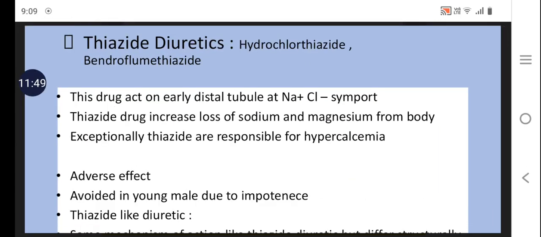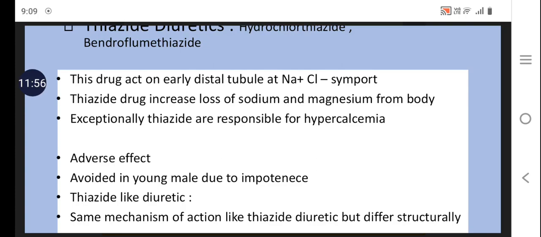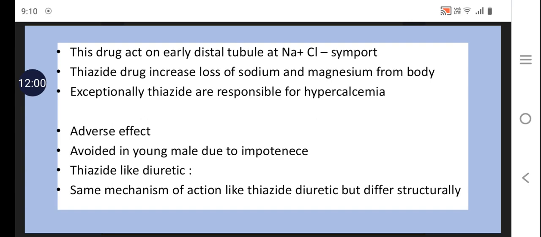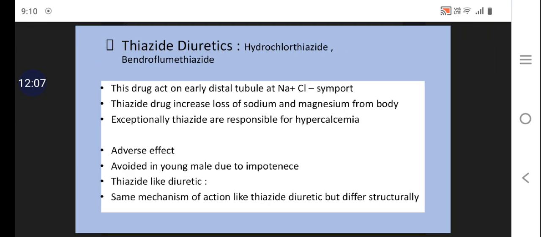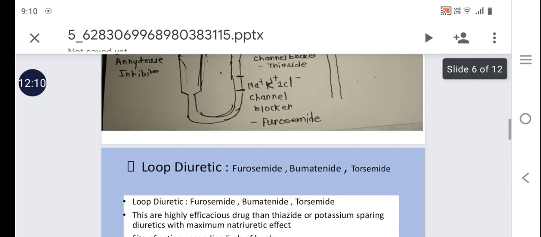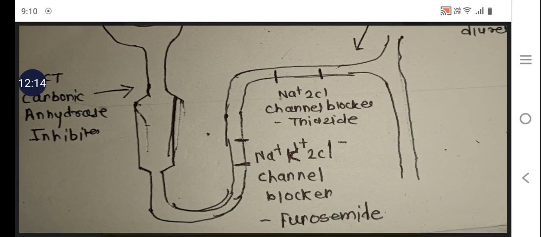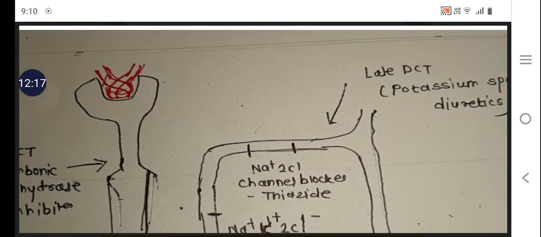Then next is the thiazide diuretic. Thiazide diuretics include drugs like hydrochlorothiazide, bendroflumethiazide, or thiazide-like derivatives, that is indapamide, xipamide. These drugs come under this class. Their site of action is different. Their site of action is the early distal tubule. Early distal tubule means, you can see in the diagram, their site of action is the early distal tubule, and the late distal tubule is the site of action of the potassium sparing diuretics.